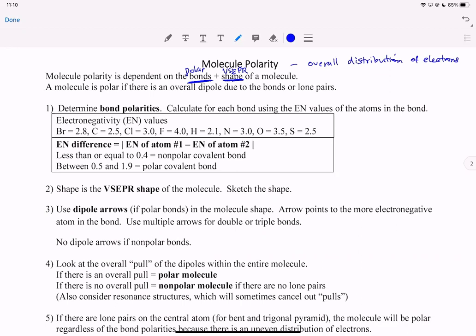There are going to be all the bonds, and there are also going to be lone pairs, and we have to look at all of it on the entire shape. So the first thing you do in figuring out the molecule polarity is start with the bond polarities. Start by calculating the polarity for every individual bond. You can only do 2 atoms at a time, and this is basically a short version of what we just did in the first worksheet. You look up the electronegativity values, you calculate the electronegativity difference of the atoms in the bond, and then you figure out what range it falls into, nonpolar or polar.